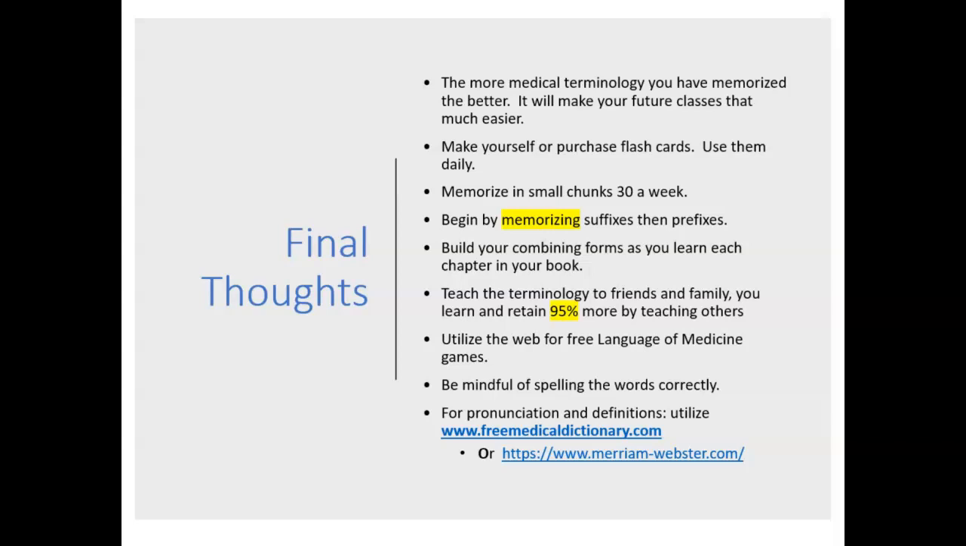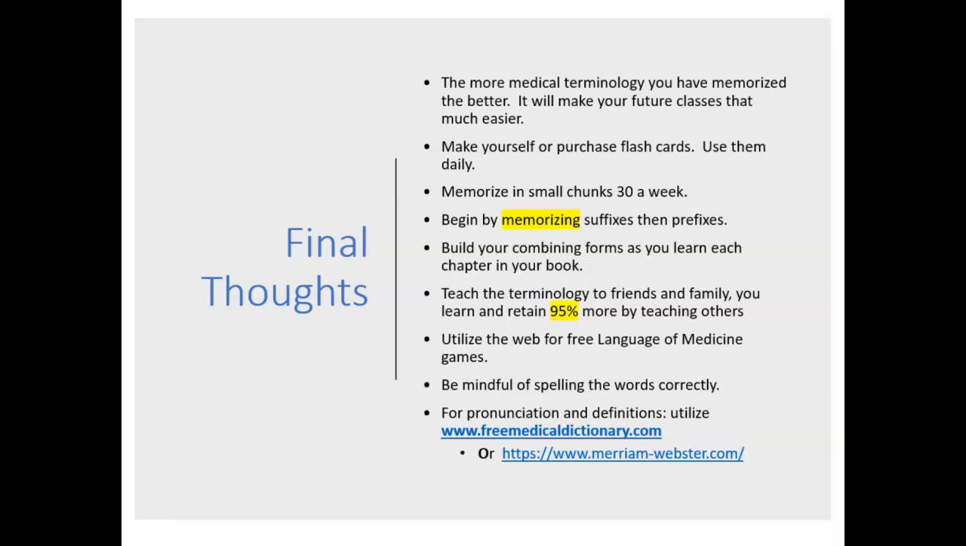Begin by memorizing your suffixes because every single medical term does have that suffix. Then move on to your prefixes. There are fewer prefixes than suffixes. And then lastly, you'll build your combining forms as you learn and go through all the chapters in your book. Now, did you know that if you teach terminology or teach anything to anybody else, friends and family, you have a 95% retention rate? That's awesome.